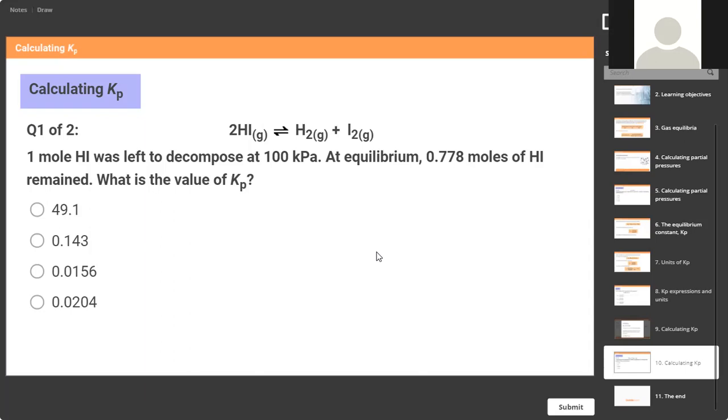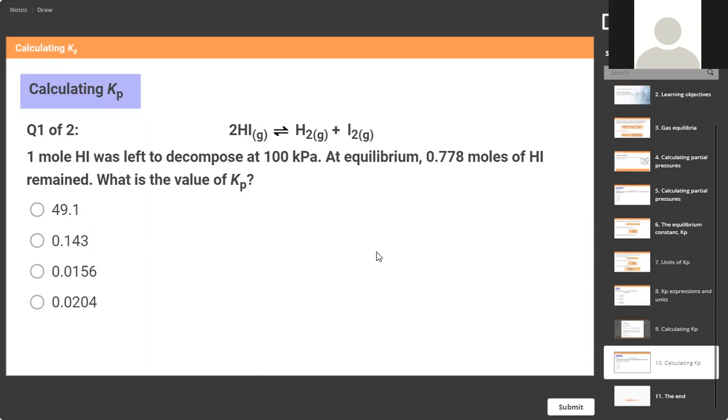So question 1, we've got 2 HI going to H2 plus I2. 1 mole of HI was left to decompose at 100 kilopascals. At equilibrium, we have 0.778 moles of HI remained. What is the value of Kp?